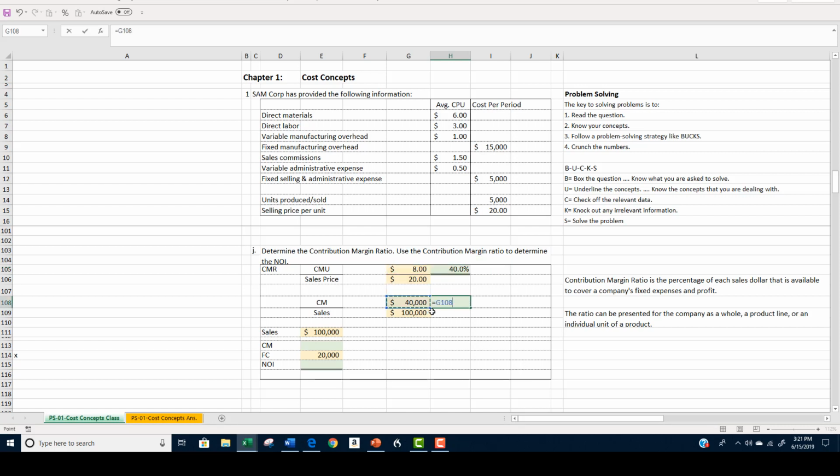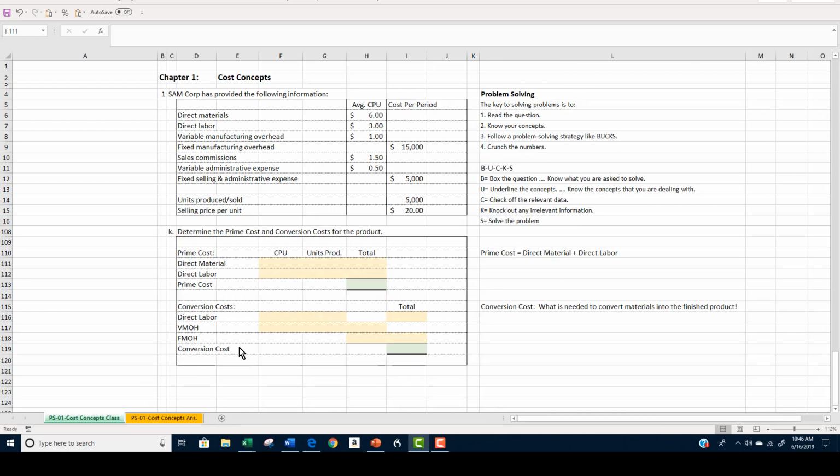Once the 40% is known, it can be used to quickly determine the net operating income. We multiply the contribution margin ratio percentage by the dollar sales and subtract the fixed costs. So 40% times $100,000 in sales gives us a $40,000 contribution margin. Subtracting $20,000 of fixed costs gives us a $20,000 net operating income.